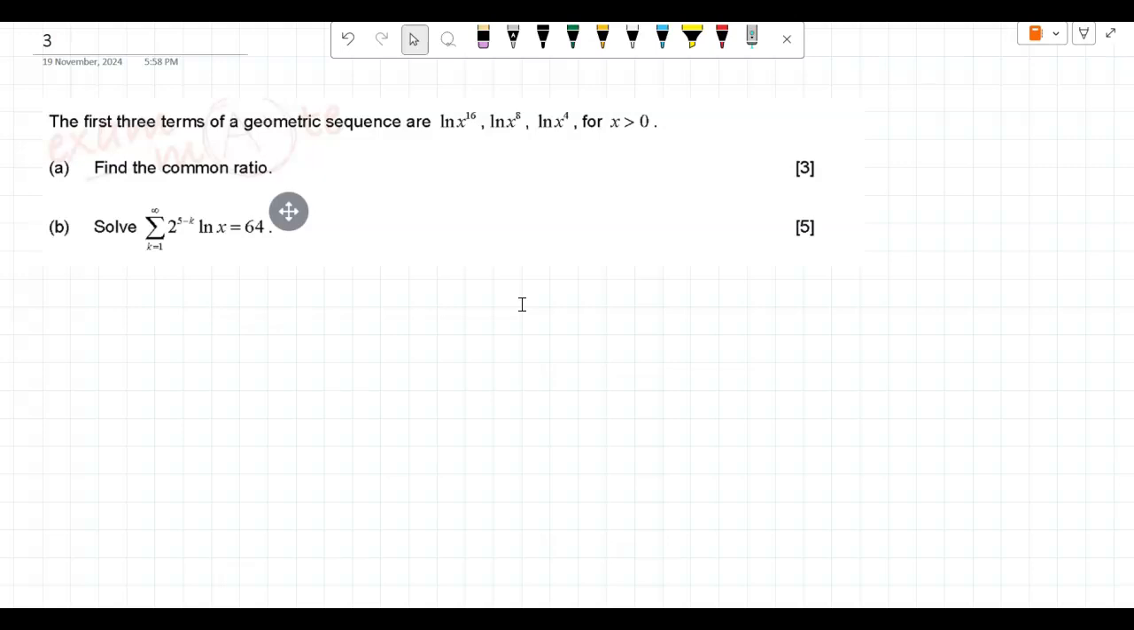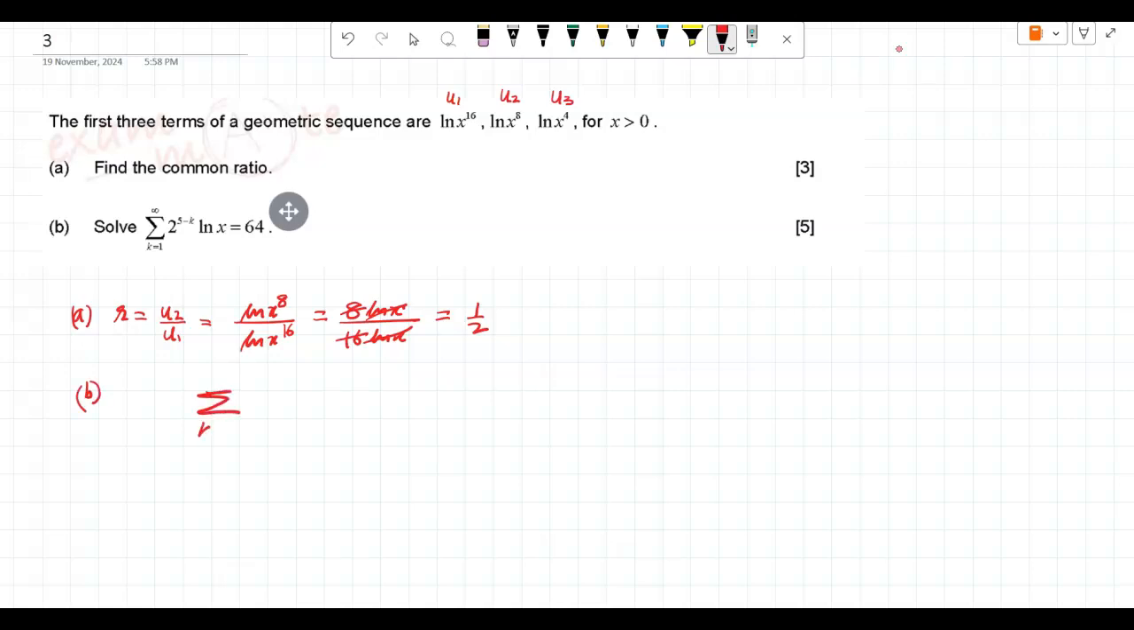So what you need to do is, how do you find the common ratio? The first three terms of a geometric sequence are given. This is my first term, this is my second term, this is my third term. For x greater than 0, find the common ratio. The common ratio, you can take the second term upon the first term. My second term is ln x raised to 8, and the first term is ln x raised to 16. So that is equal to 8 ln x, correct, upon 16 ln x. So ln x cancels, so half.